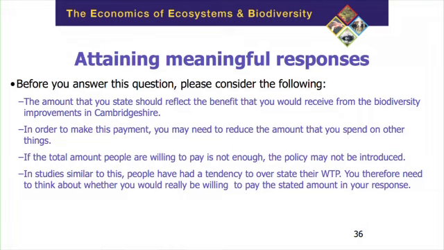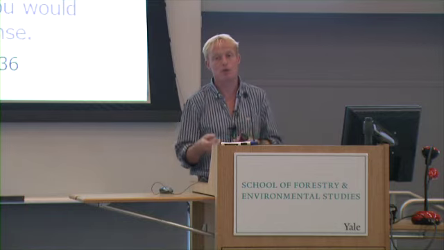In order to make a payment, or in order to pay your $10, you need to think about what you're not going to spend your money on. So think about the implications of you spending $10 on this compared to all the other things you might spend $10 on. So think about substitute things you might be spending on. If the total amount you're willing to pay is not enough, then a policy might not be introduced. So that's to try and stop free riders. So just to make sure if you do want this to happen, you have to say yes. So you're not having any strategic bias.